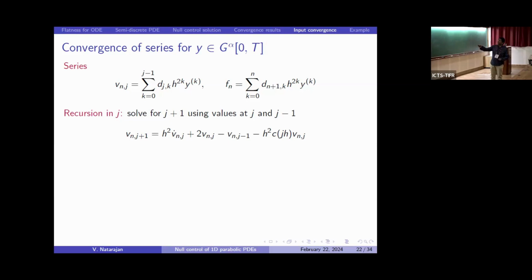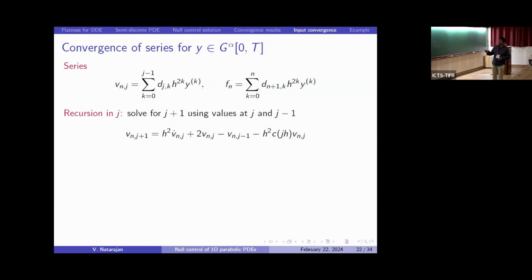Okay, and this y we'll assume is a Gevrey function of order alpha, which means that the function's kth derivative is roughly bounded by k factorial to the power alpha. And alpha, we have to take between 1 and 2. We'll see in a moment why that's the case. Okay, so we take a function of this type, a Gevrey function of order alpha, and then we have this expression for the series for the states, and we have the series for the input.